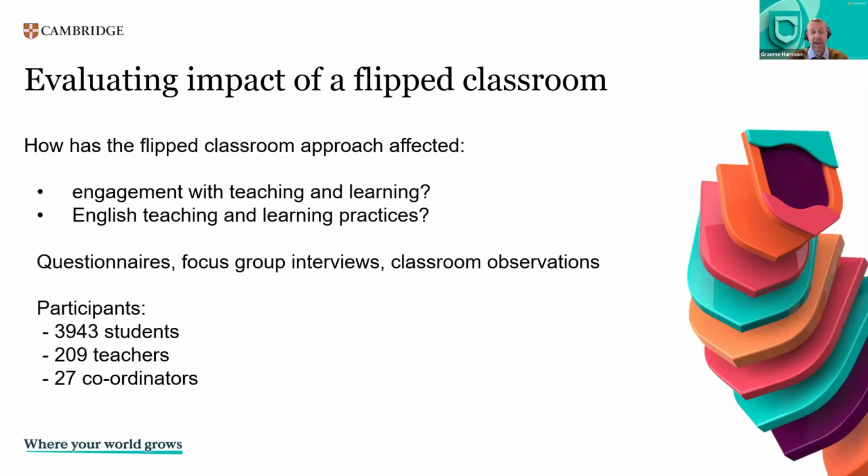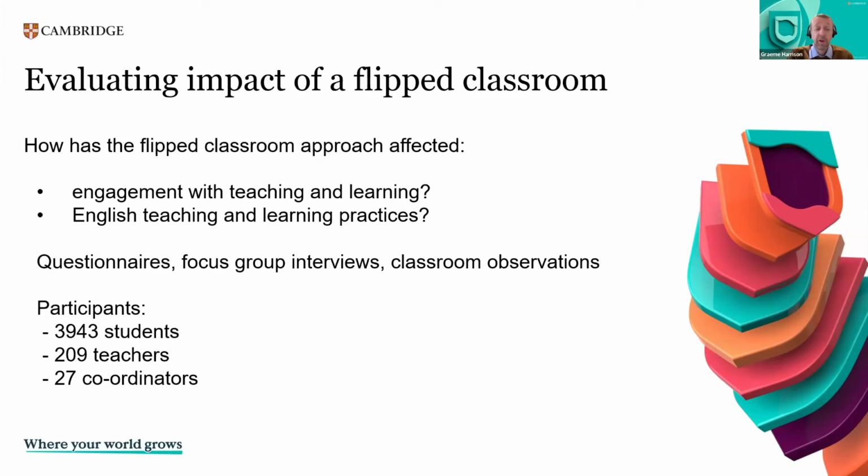So we went in and evaluated the impact, and we looked particularly at how the flipped classroom approach had affected engagement with teaching and learning. So were students engaged in what they were doing? And how it had affected English teaching and learning practices, particularly the communicative side of things. And we did that through some of the ways that Brigita's already mentioned. So we did questionnaires or surveys, we did focus group interviews, and we did classroom or lesson observations. We went into the classes and watched the teaching.